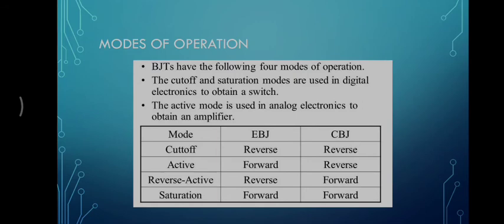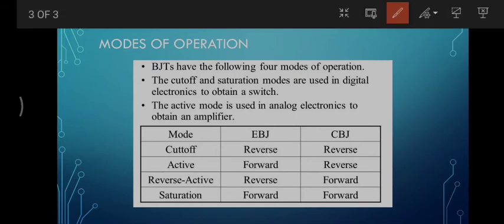So the BJT has the following modes of operation. First of all, the active mode, which is also called forward active mode, is the one used if the transistor is to operate as an amplifier. In this case we use the emitter base junction in forward biased condition and the collector base junction in reverse bias direction. We will talk about the active mode and amplifier circuits in the next lecture. Currently we are just talking about the four basic operations.